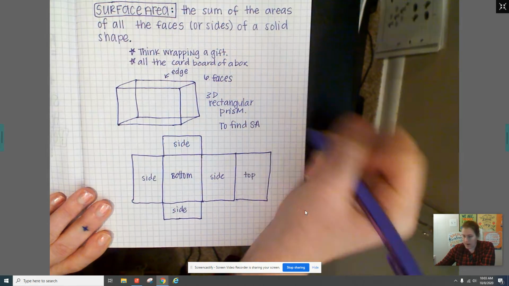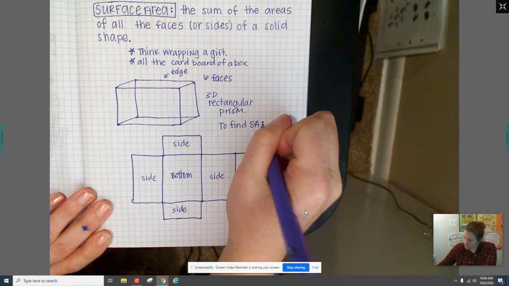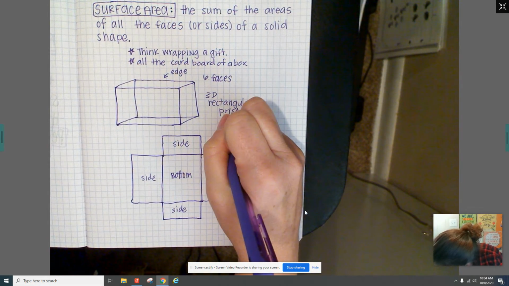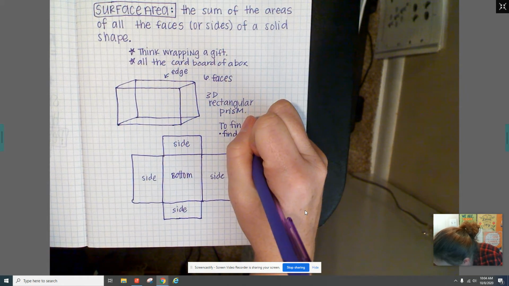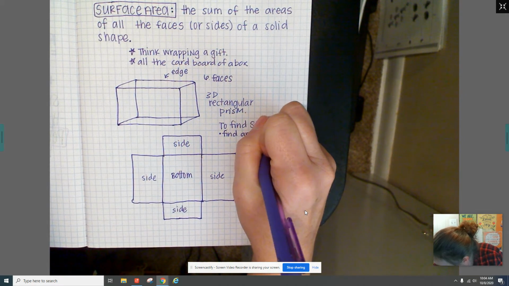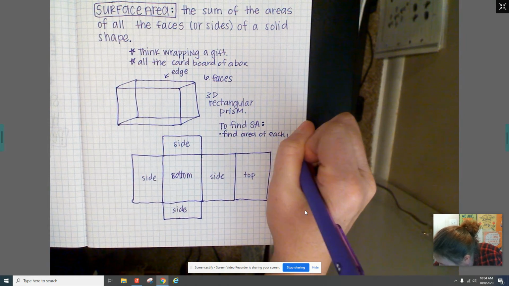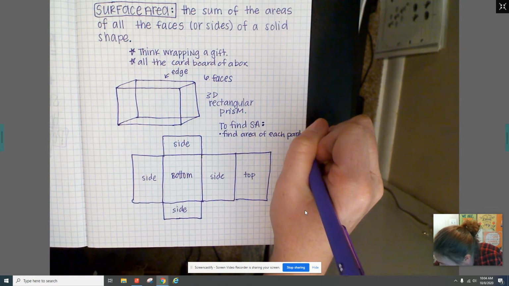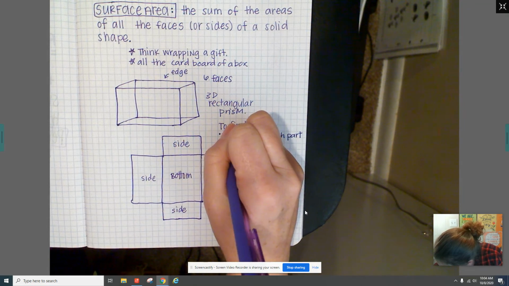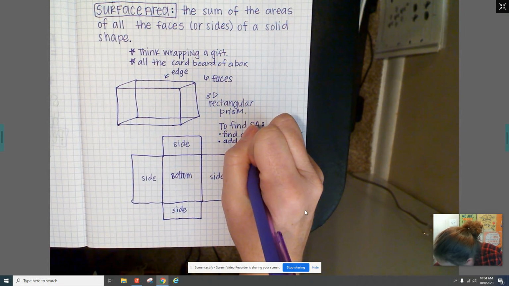I'm going to write SA for surface area. Find area of each part and then add together.